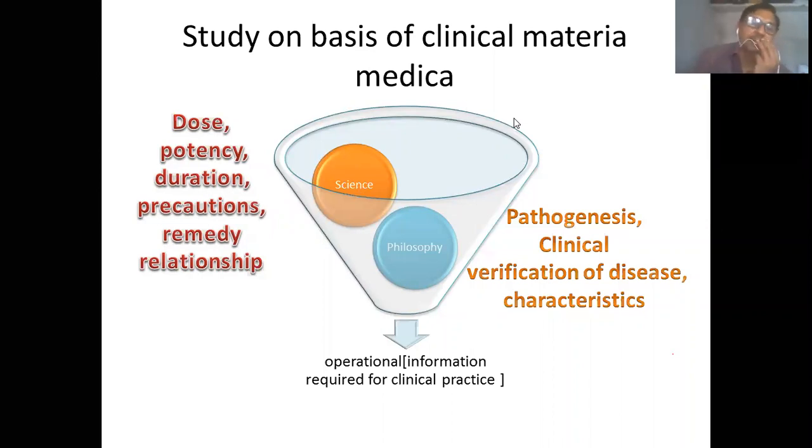and there are certain precautions we should take when we are giving certain medicines. There is a certain kind of remedy relationship. We need to follow this remedy relationship after prescribing the first medicine. So such information is the key factor of this method of study of materia medica, and all this information is given in the clinical materia medica only, with the objective of converting the materia medica into its practical aspect.